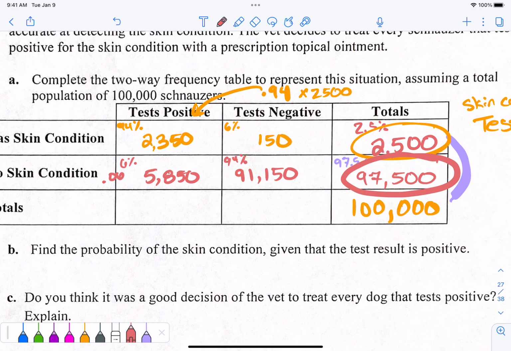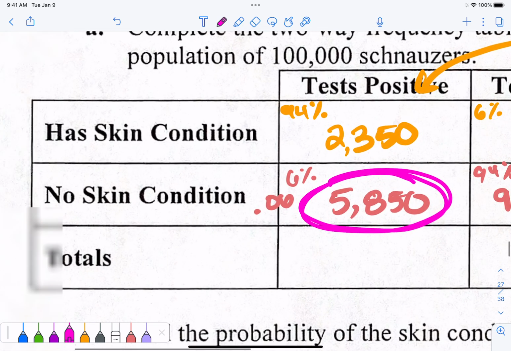So let's talk about these over here. This one in pink. These are my positive testers with no skin condition. What's happening to them? You guys gotta listen, because this is the part that you really gotta understand. Pay attention. What's happening to this 5850? They don't have it, but they're testing positive. So what's happening to them? They get their treatment. They're getting treated for nothing.